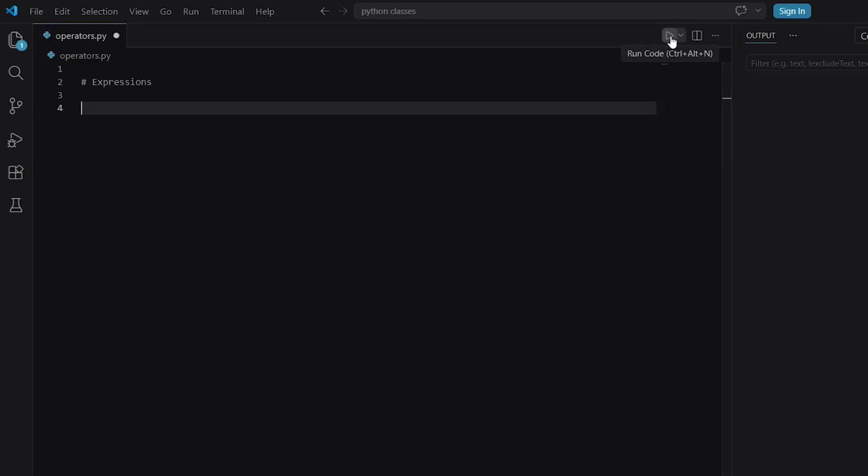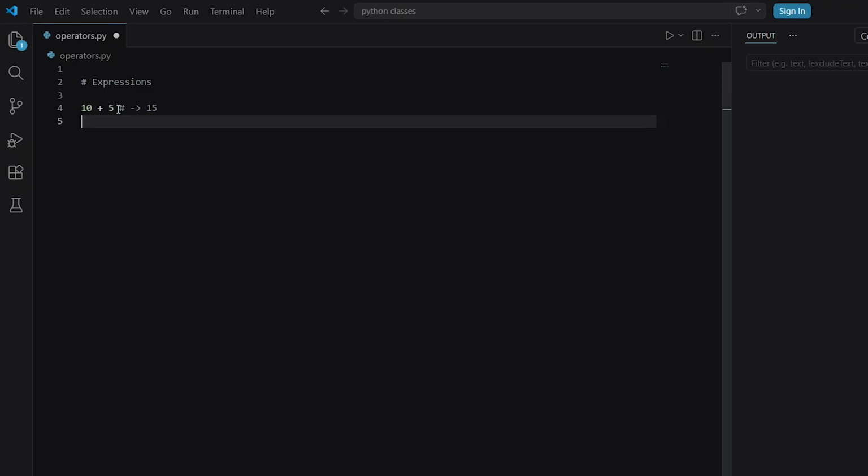For instance, 10 plus 5 is an expression. This is a value, this is a value, and this is an operator. So this is a combination of values and an operator, and it produces a single value. So this expression evaluates to 10 plus 5, which is equal to 15.